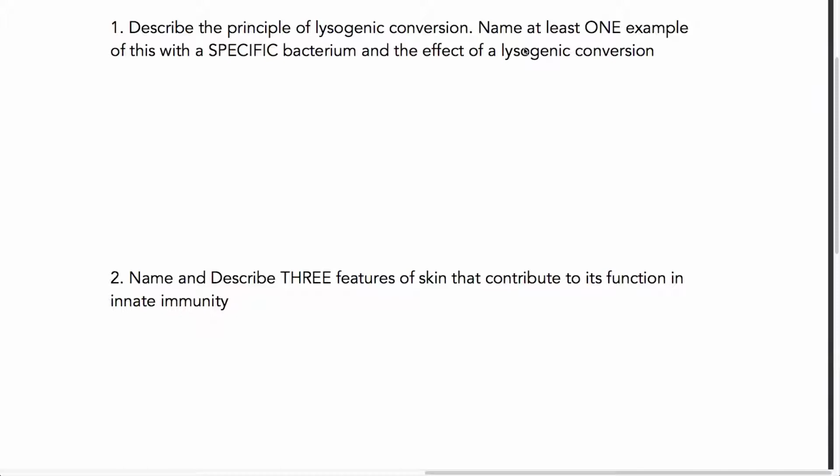It introduces something to the bacterium, turns something on, makes it more pathogenic. Okay. You can name Streptococcus pyogenes here. You could name E. coli in a situation. For cholera, you can use cholera as an example. Lots of human pathogens are made worse or significantly worse by the effect of a bacteriophage.